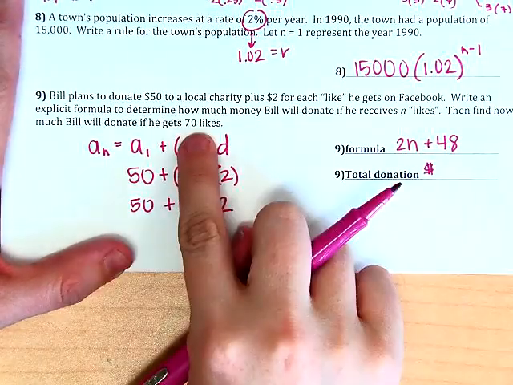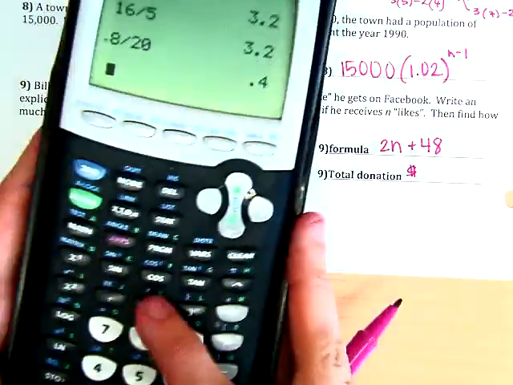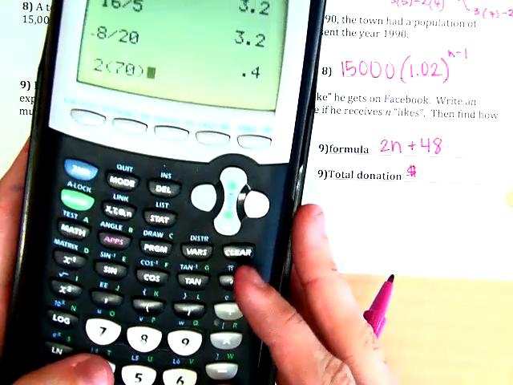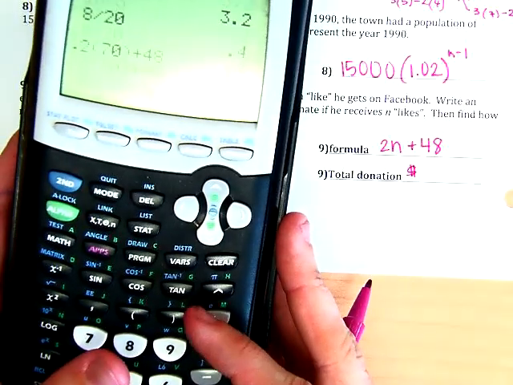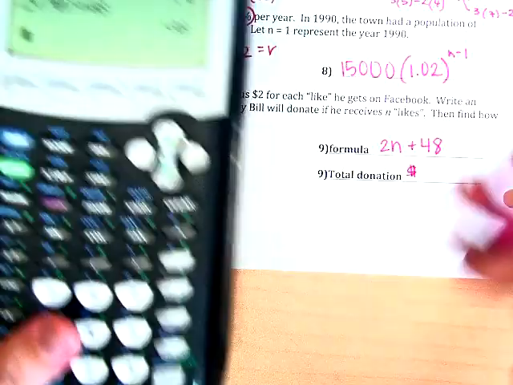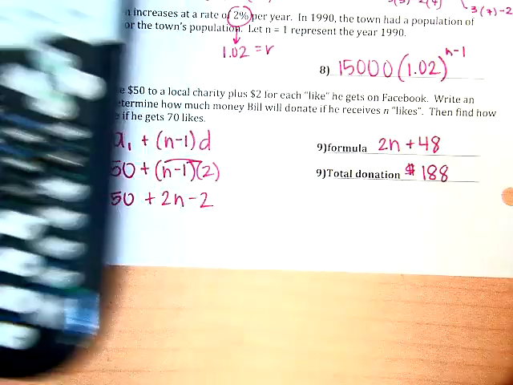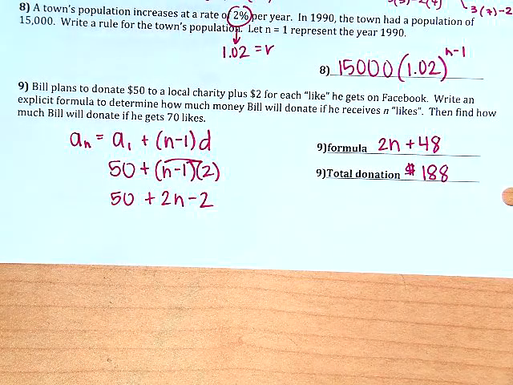The total donation, if you get 70 likes, I'm going to plug in 70. 2 times 70 plus 48. He's going to donate $188. There you go.